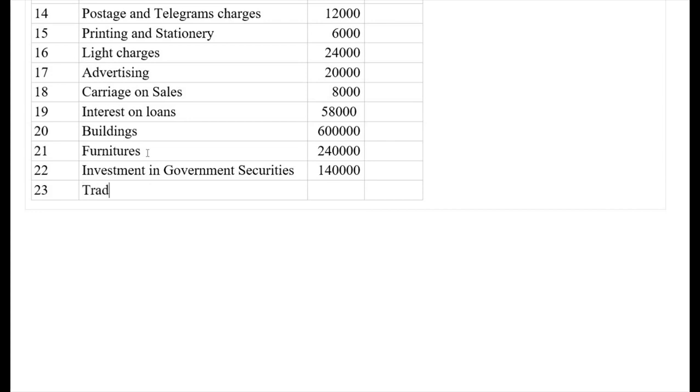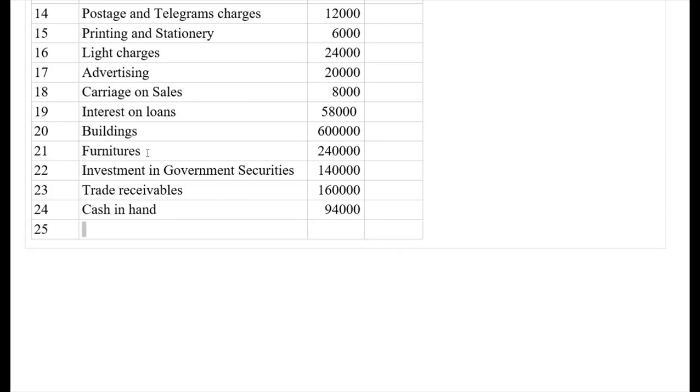Trade receivables rupees 1,60,000. Cash in hand 94,000. Cash at bank 4,20,000. Total that comes here 38,64,000. So there are adjustments here.